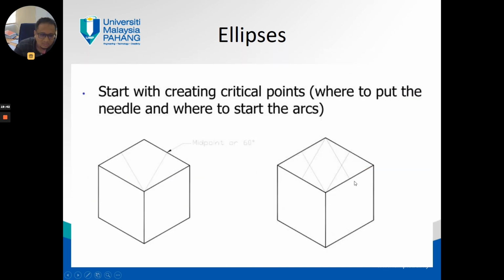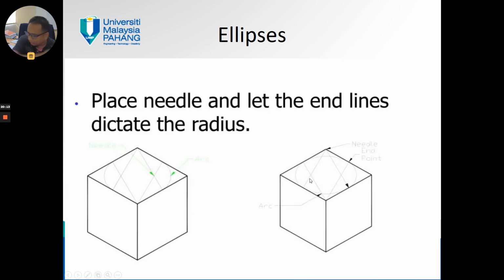Alright, so let's look at it step by step. Start by creating a critical point where to put the needle and where to start the arc. So the midpoint of 60 degrees, you put the needle and you make sure you have the correct length of rope or string, okay, to sketch it. Then you have another sketch of the angle coming upwards. Place the needle again and let the lines dictate the radius.